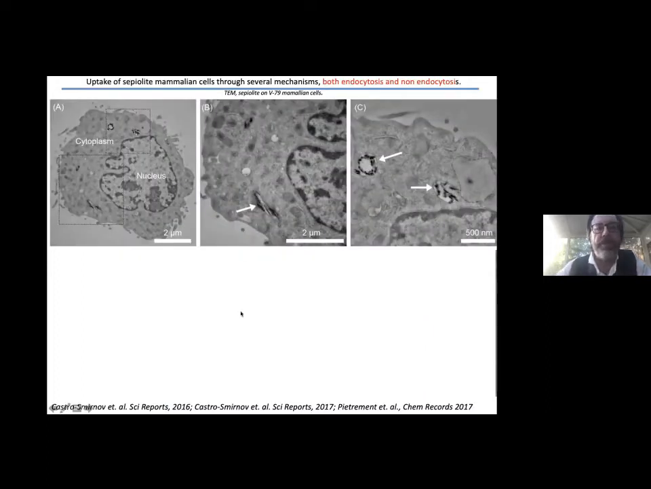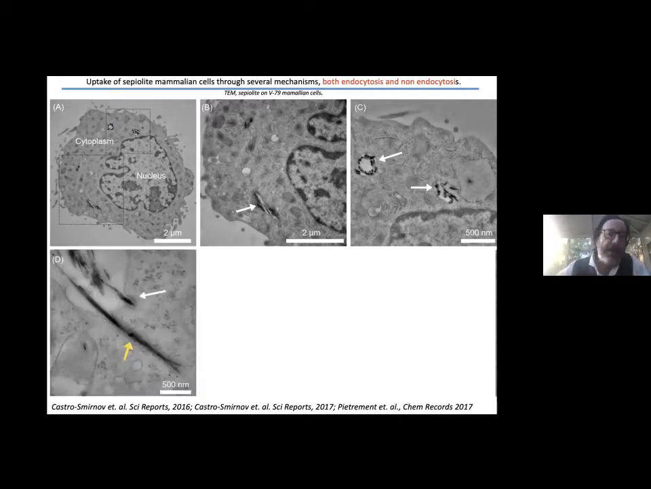Here with transmission electron microscopy, you have the cell, the nucleus, and the cytoplasm around the nucleus. When we add sepiolite, we can detect the fibers in the cytoplasm of the cells. What is interesting to notice is that the fibers are embedded into membranes. This gives the idea of how the sepiolite got into the cell. You can see here a fiber of sepiolite and the invagination of the cell membrane, which then embeds the sepiolite and incorporates it into the cells.